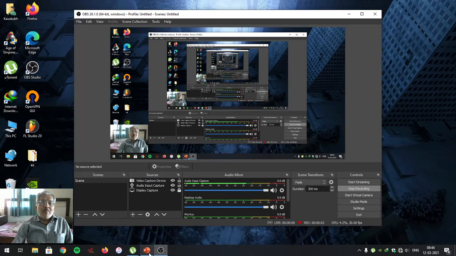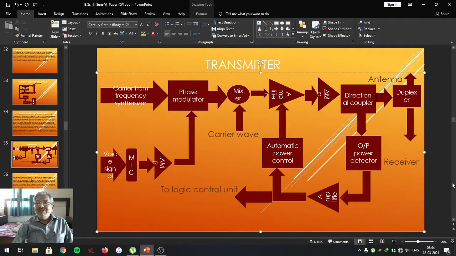Student friends, let me continue with topic number 3, that is mobile communication. In the last week and in yesterday's period, we covered the concept of cell and operating system of cell, how cell operates. And then we have covered the block diagram of cell phone.